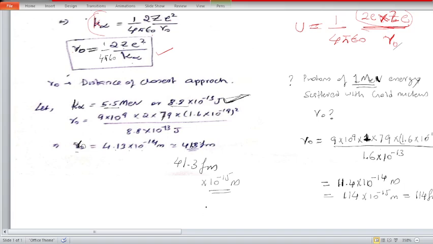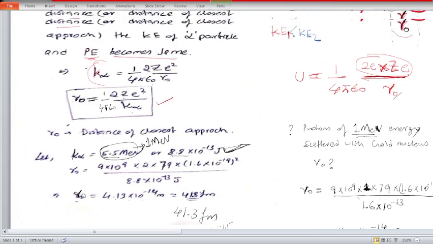Now just do the same in this case: if you consider 1 mega electron volt instead of 5.5 mega electron volt for the alpha particle, what will be the closest approach? Compare how it varies between alpha particle and proton. Alpha particles are heavy compared to protons. Then you can get an idea of how they interact, and how close a lighter particle can go as compared to a heavier particle. Do that as homework.